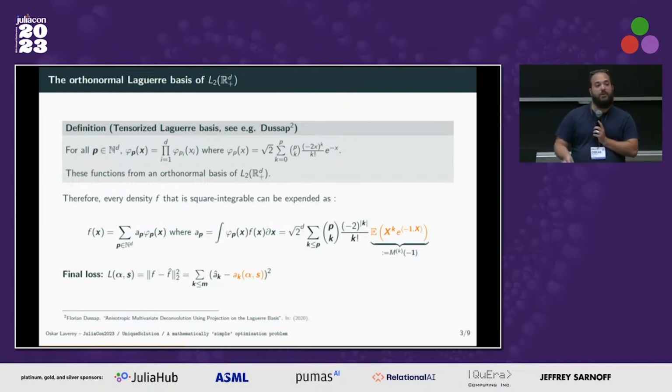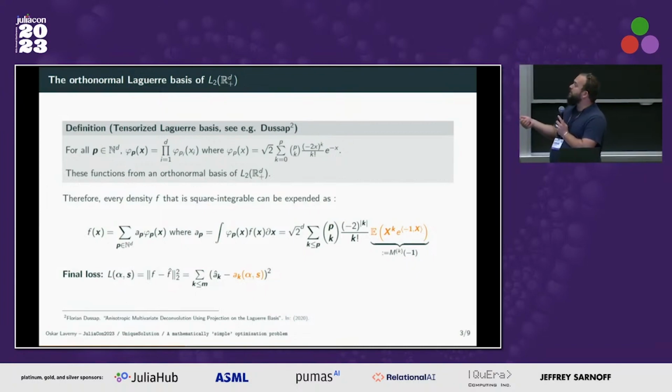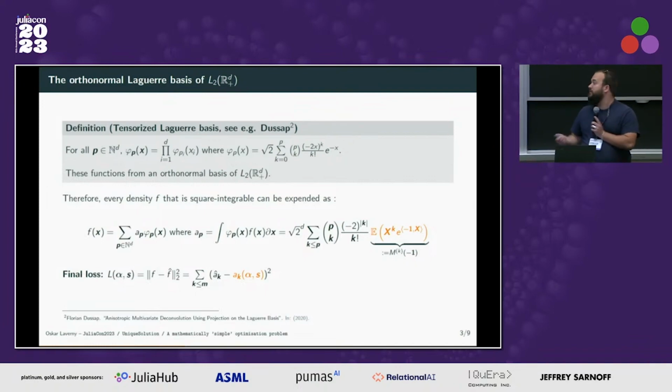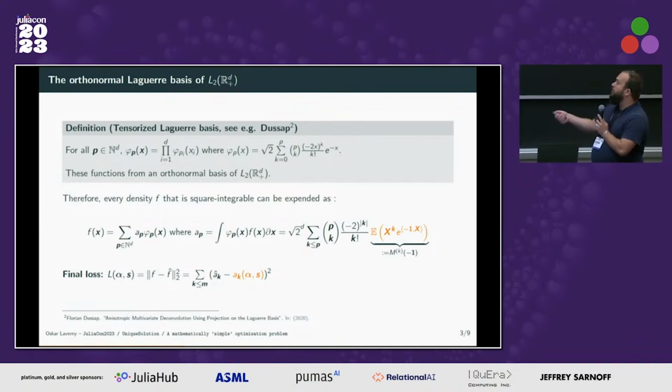the squared loss on the densities into a given orthonormal basis of L2 of R plus D. The basis is simply the Laguerre basis. This is the orthonormal basis that is associated to gamma distributions, so it's quite natural to use this one. I won't bother you a lot about the definition of the basis itself.